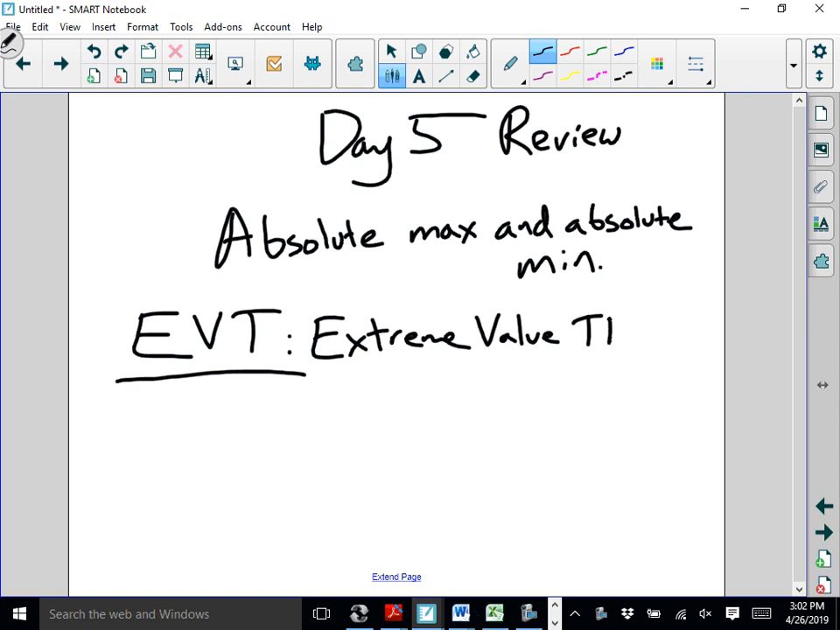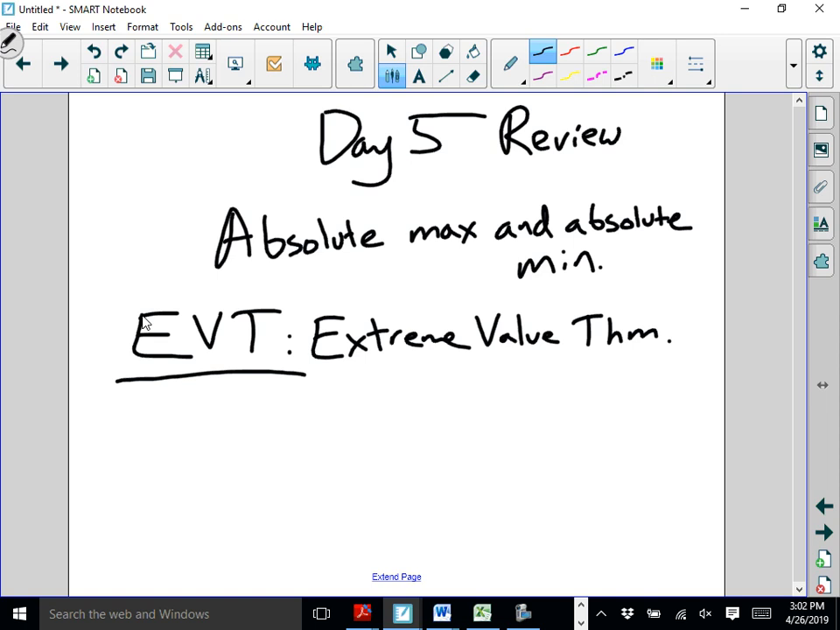Extreme values are maximum values or minimum values on an interval. And we talk about it being the absolute max to differentiate it from a relative or local max. Local max just means in its own little area, it's the highest. Absolute max means it's the maximum value on the interval.